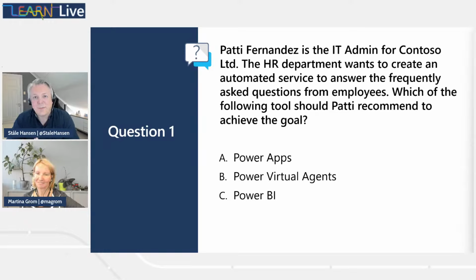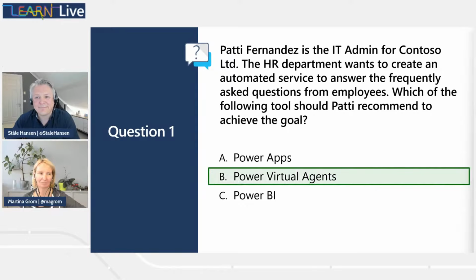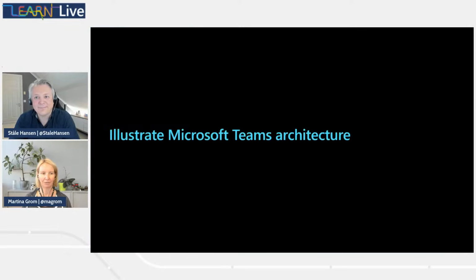So the question then is, where can you then produce that bot, right? Exactly. So how does it look like? So take your choice, 3, 2, 1, and we see it's Power Virtual Agent. So we can do that with a bot, and we can make the solution work here. So back to you. How does the Teams architecture look like?